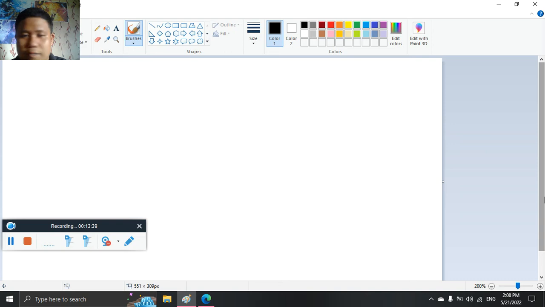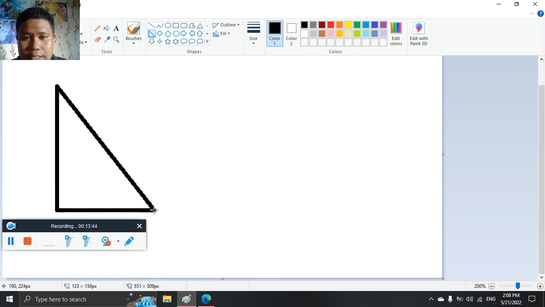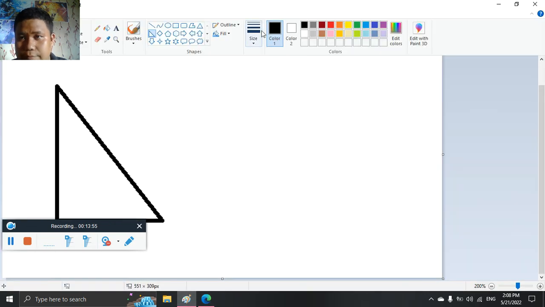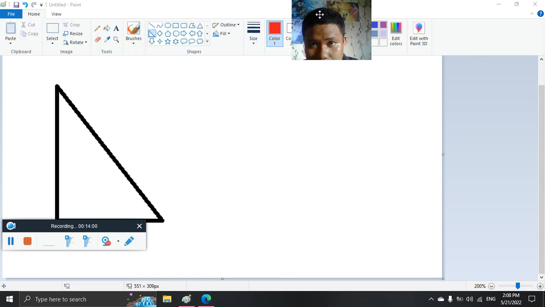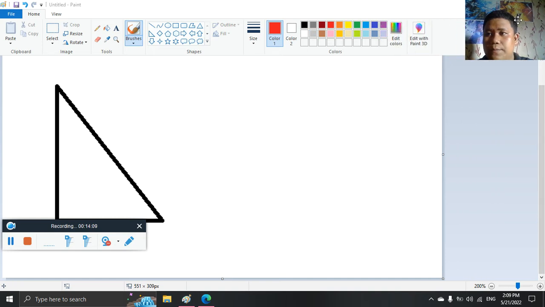Okay, let's draw an isosceles right triangle. So again, let's assume that this is a right triangle. And also, C equals 8. I will move this camera, use the brush. Okay, so C equals 8. Then find A and B.